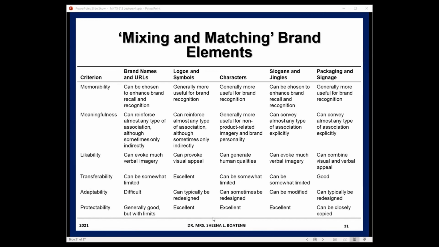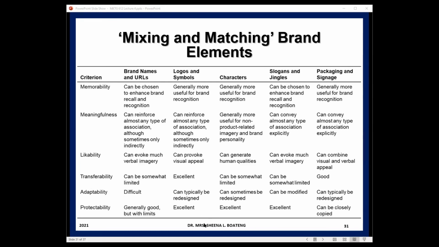For instance, under adaptability, brand name is very difficult to adapt. Whereas logos and symbols can be easily adapted or redesigned, like we just saw in the GCB example. Characters can also be sometimes redesigned, like we saw in the GCB example. Slogans and jingles can also be modified, like we've seen with the GCB example. Right? Likewise, packaging and signage. After GCB completed their rebranding, they changed all the signage at their different branches, didn't they? Yes, Doc. Good.